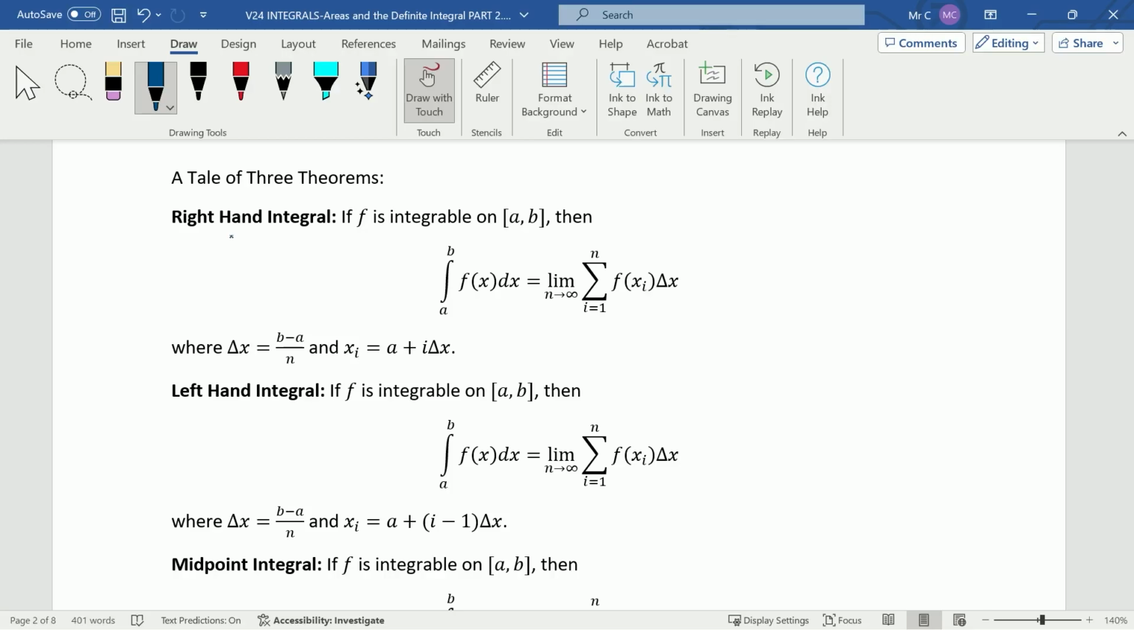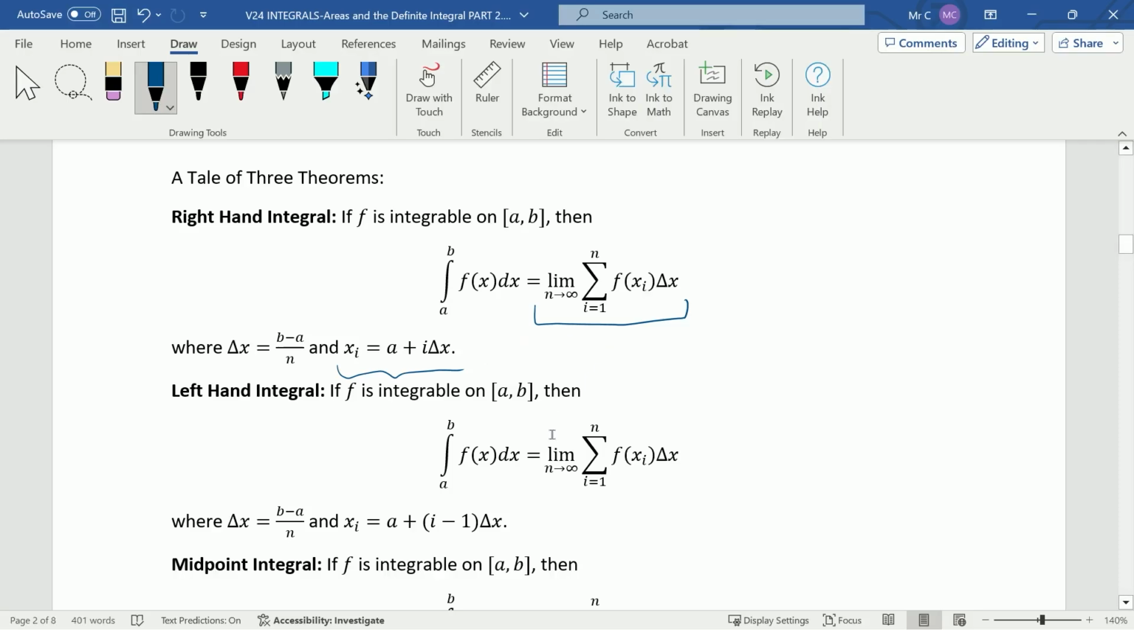If f is integrable on a to b, we can apply the right hand, left hand, or midpoint integral theorems to evaluate the integral. And these are essentially just the natural extensions of those approximation methods that we looked at in the last video. So the right-hand integral theorem says if f is integrable, then all I need to do is take the limit of the right-hand sums, which is the same thing as what we did before, just a limit. We pick our right-hand endpoints with x sub i equals a plus i delta x, and take the limit of that sum. That's our right-hand integral.